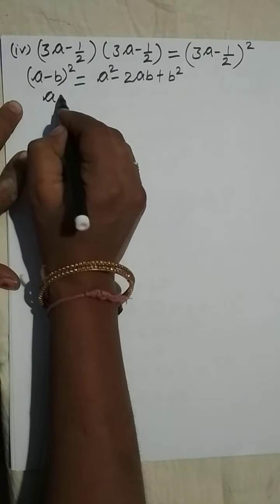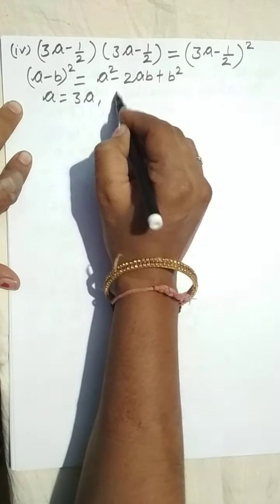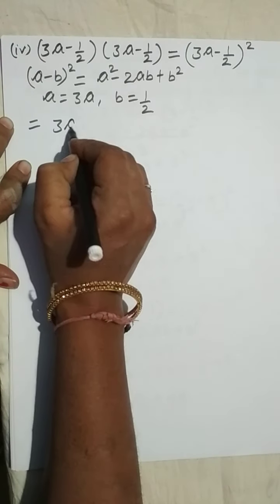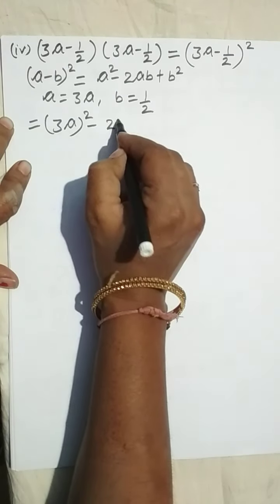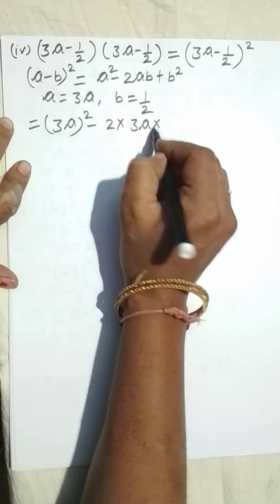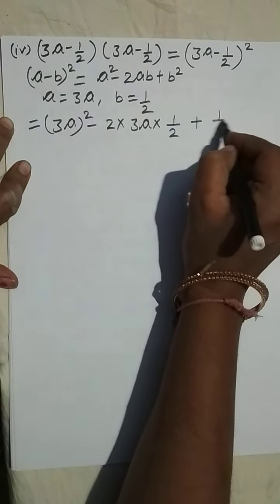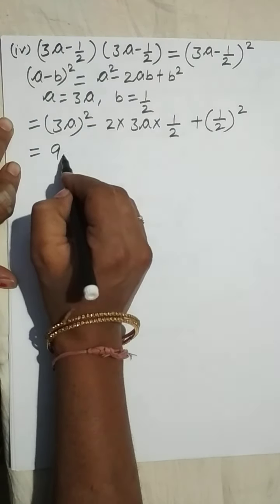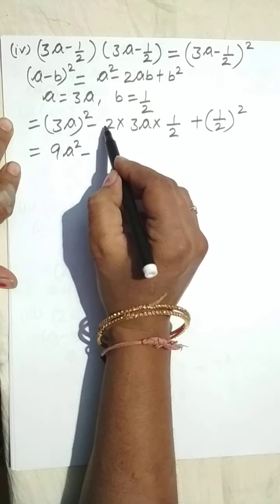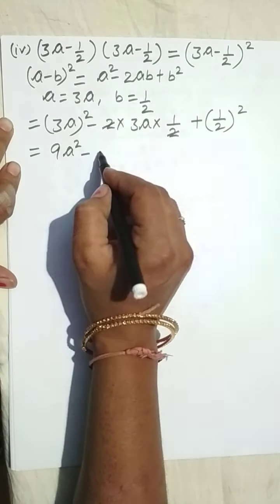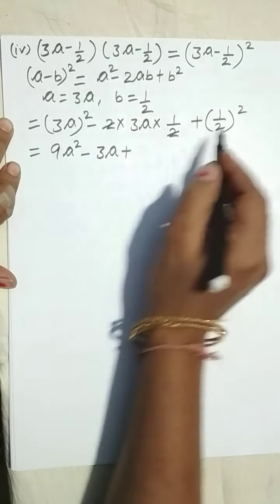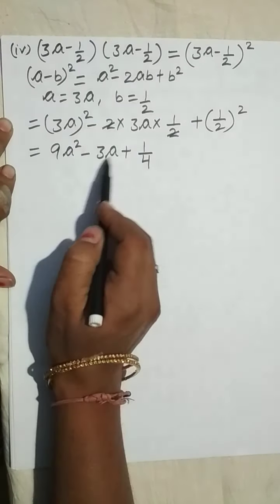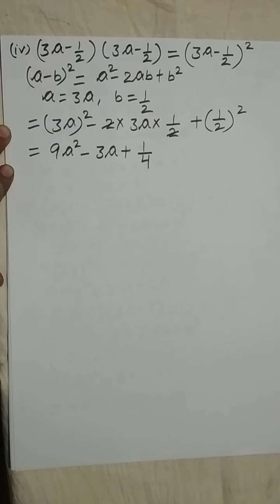Now here a is 3a and b is 1 by 2. So further it can be calculated as (3a) whole square minus 2 multiplied by 3a multiplied by 1 by 2 plus (1 by 2) square. Now square of 3a is 9a square, minus, this 2 and 2 cancel each other, 3a, plus square of 1 by 2 is 1 by 4. So 9a square minus 3a plus 1 by 4 is the required answer.